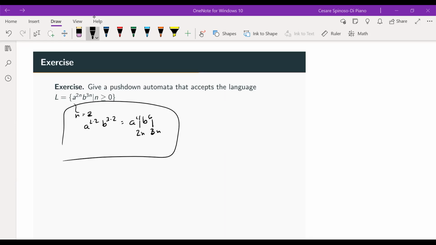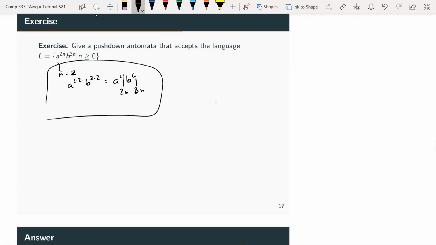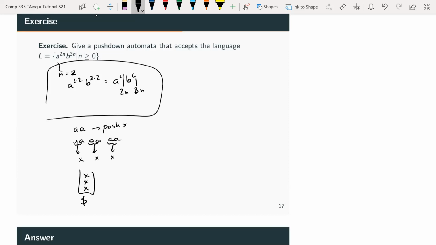All right, so let's look at this exercise. So for this one, what's the idea, just in terms of the stack? Basically, for every 2 A's that you see, you're going to want to push an X, right? Imagine you have 3 pairs of A's. Then for each of these pairs, you're going to want to push a single X. So here you're pushing an X, an X, an X. So basically here you have 2 times 3, so 3 here is n. So n really is the counter for your stack.